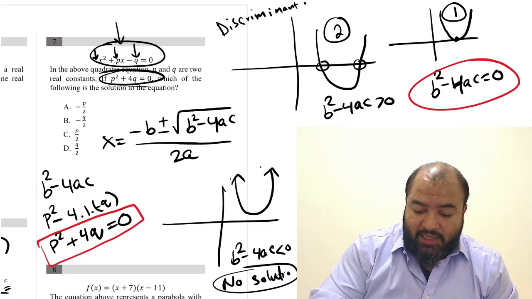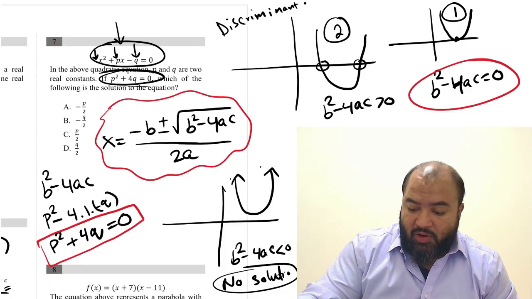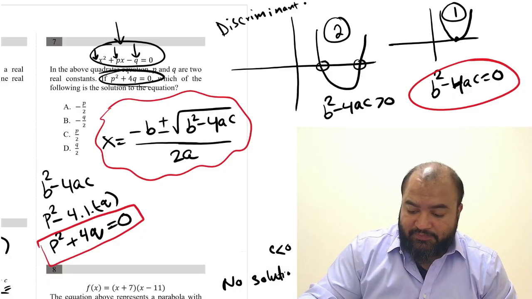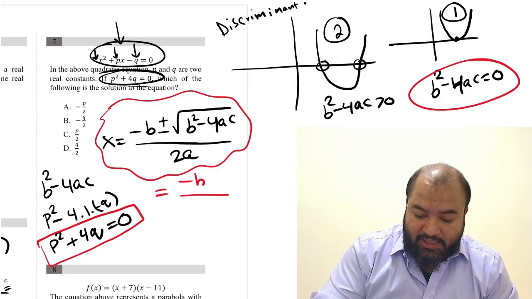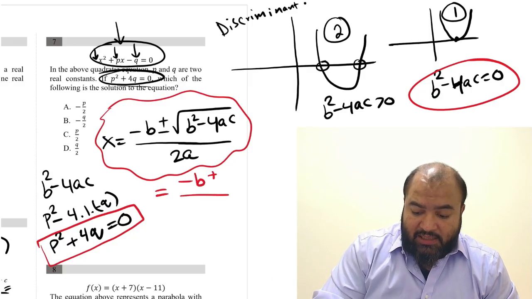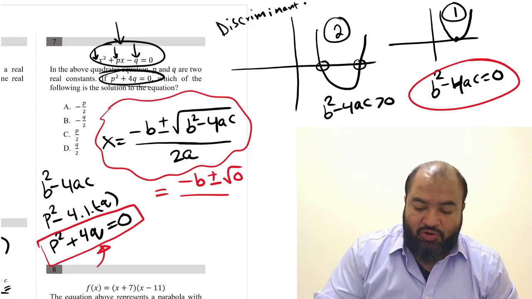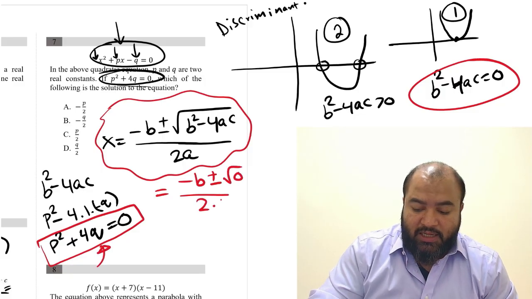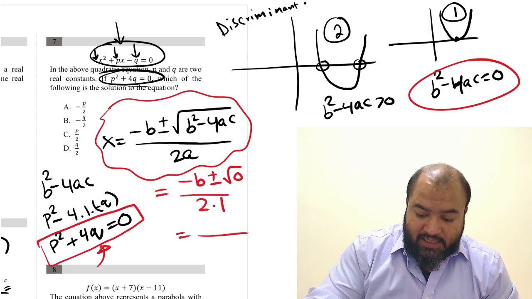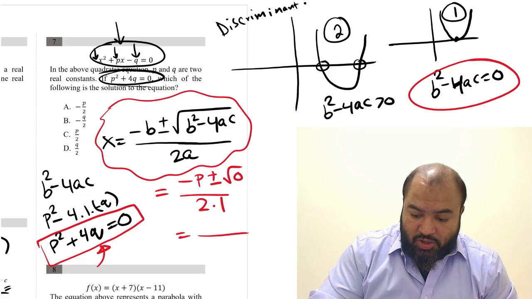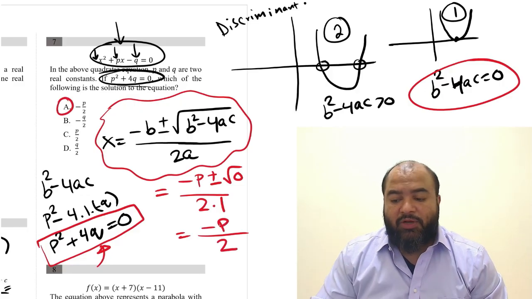So I'm going to plug it in. Remember, this is the quadratic formula. I'm going to use the one-solution case; no solution, we don't need it. So negative b plus or minus the square root of b square minus 4ac, which equals 0, so it's just the square root of 0. It's not going to matter at all. 2a is just 2. So it's negative b, and by the way, b is p here. So negative p over 2. So the answer is A.